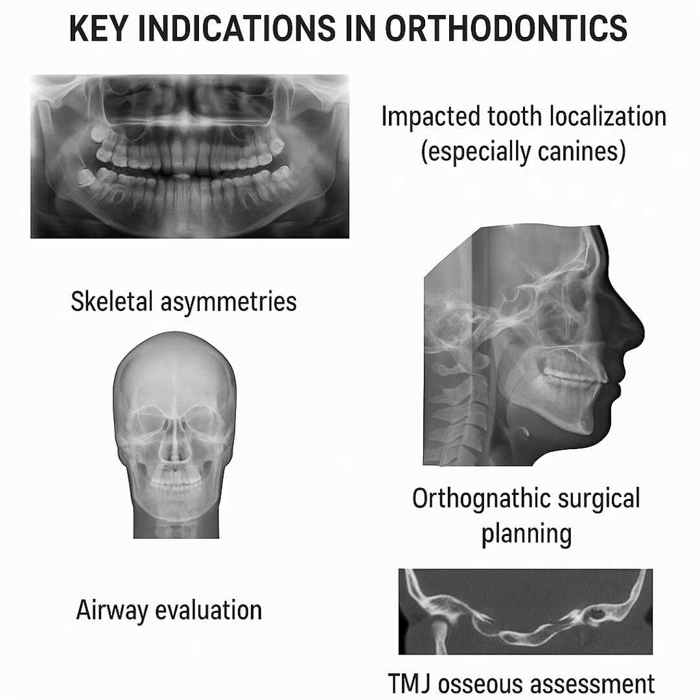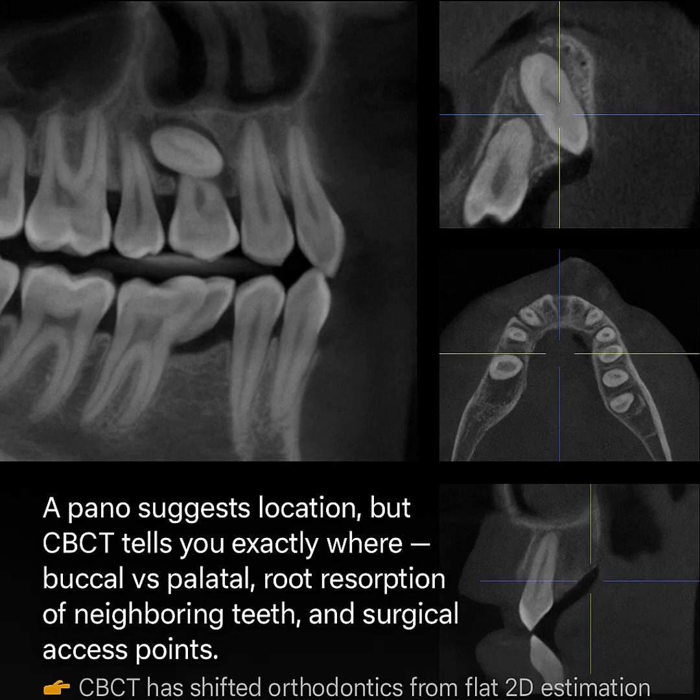TMJ osseous assessment. Case: an impacted canine. A pano suggests location, but CBCT tells you exactly where. Buccal versus palatal, root resorption of neighboring teeth, and surgical access points. CBCT has shifted orthodontics from flat 2D estimation to volumetric certainty.